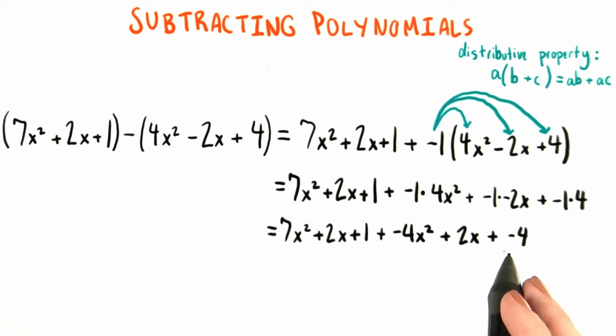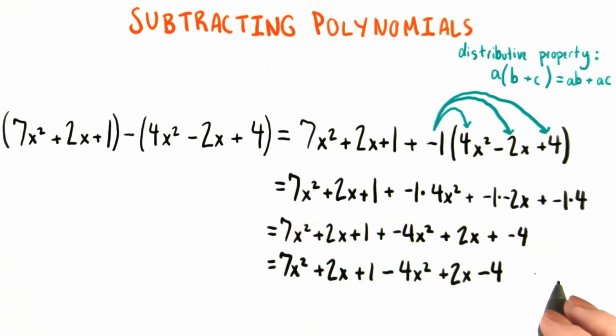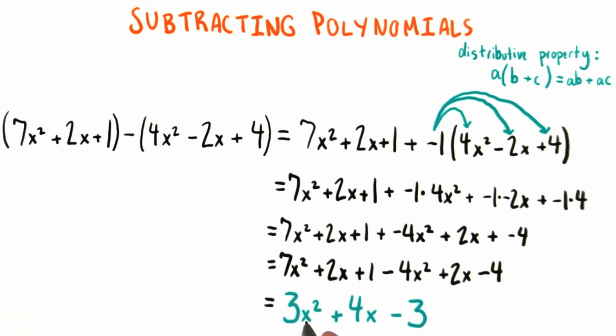And now, since we have two terms where I'm adding a negative, I'm going to switch these to negative signs or minus signs. And then, last but not least, we rearrange and combine like terms. So our final answer is 3x squared plus 4x minus 3.